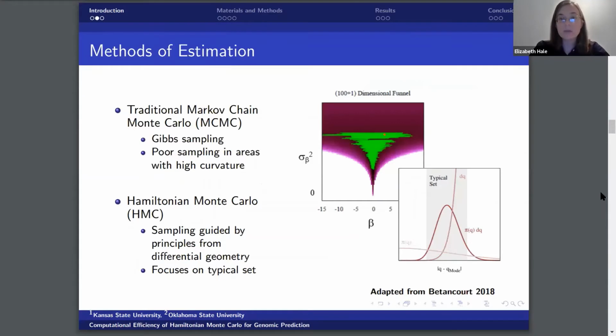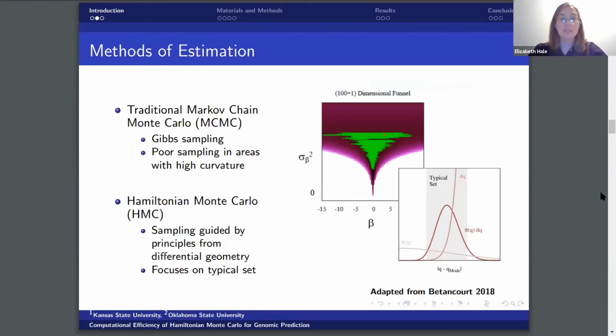In order to fit this Bayesian model that we're working with, we have a couple of different algorithms for estimating our parameters. The first one we're looking at today is going to be traditional Markov chain Monte Carlo with Gibbs sampling, or I'm just going to denote it as MCMC for the remainder of the presentation. And then the other is Hamiltonian Monte Carlo, which has a sampler that's guided by some ideas from differential geometry.